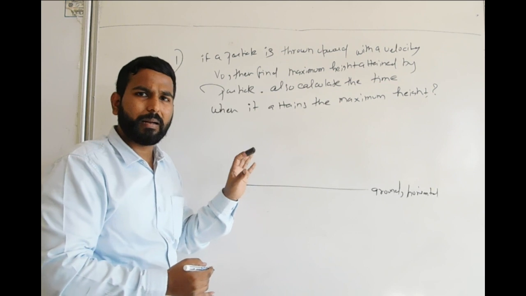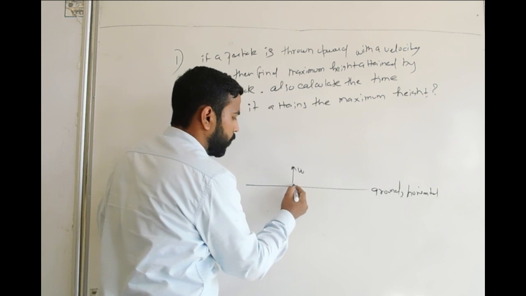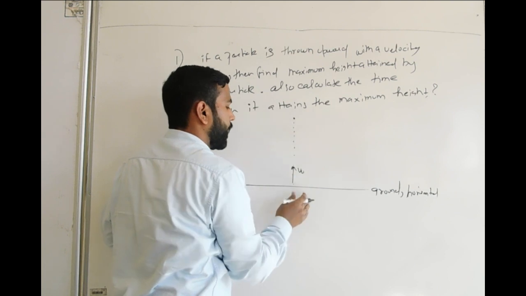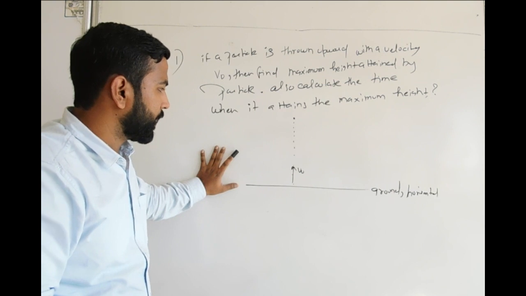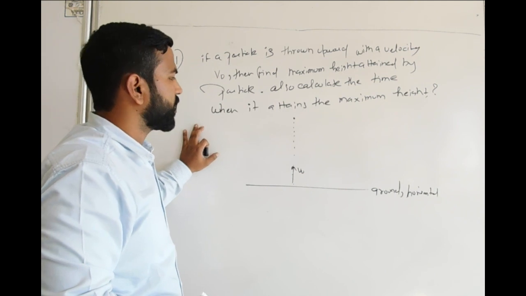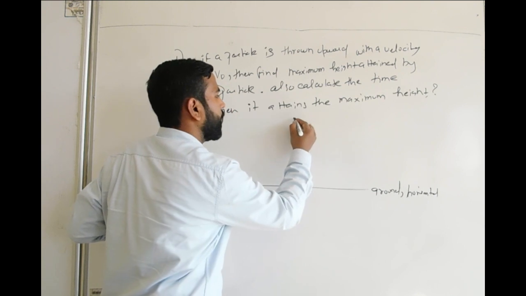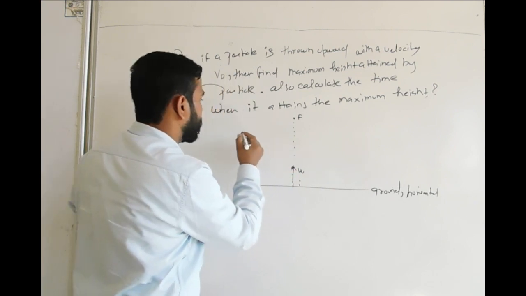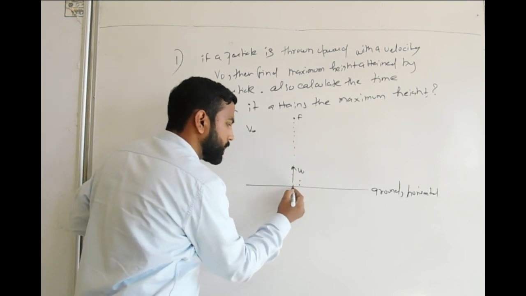This is your ground, this is your horizontal plane, and I am projecting a particle with velocity v naught in the upward direction. My question is how much height it will attain before coming back to the ground, and what is the time taken by this particle to attain this maximum height. So what values do we know from the statement? I think the initial velocity of the journey is given, and I also have the idea of the final velocity of the journey.